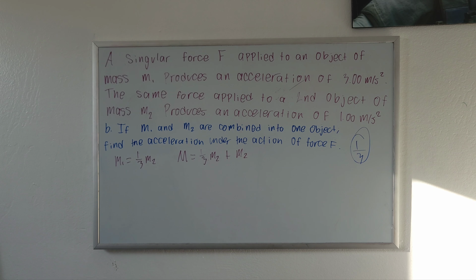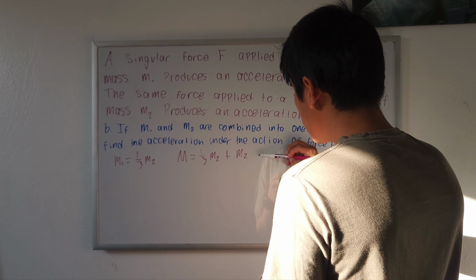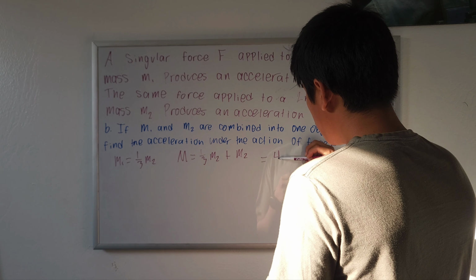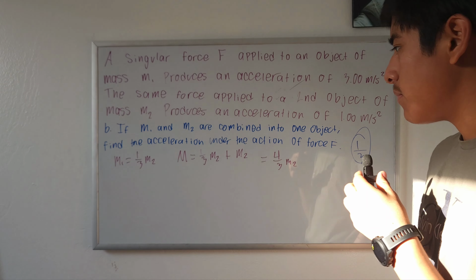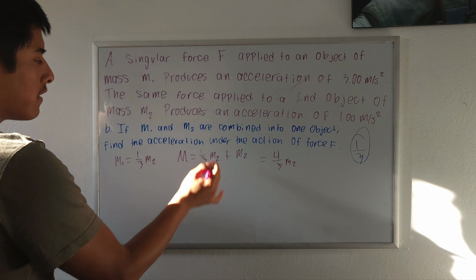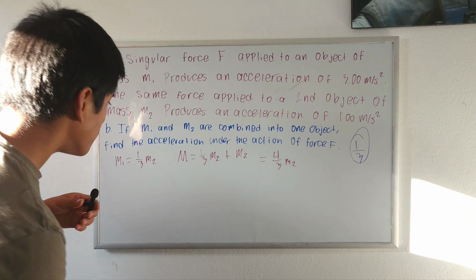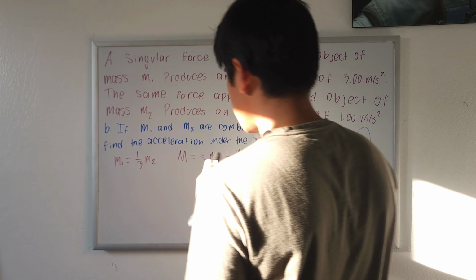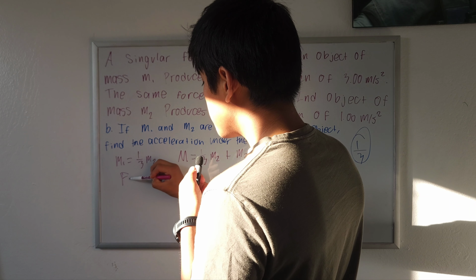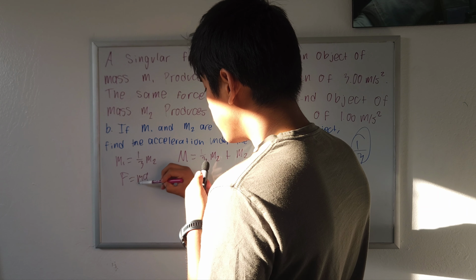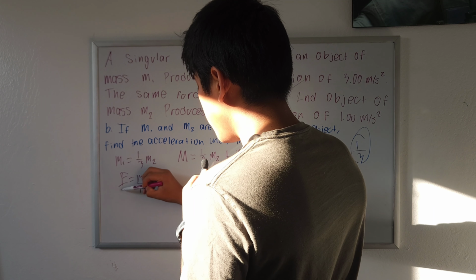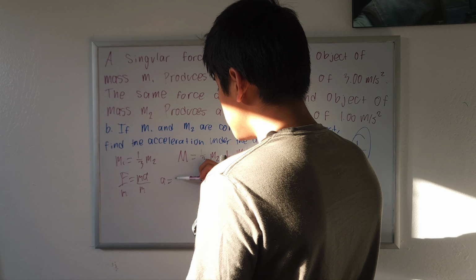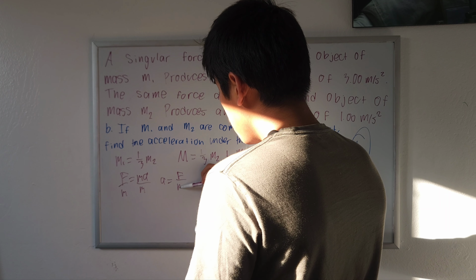So like that, and this is going to be equal to 4 over 3 m2. And now that we have the mass, I'm going to find the acceleration. So again, like we did in the last problem, we're going to set up an equation. We're going to use F equals ma, and then rearrange to get a by itself, so divide by m. So then a is equal to F over m.